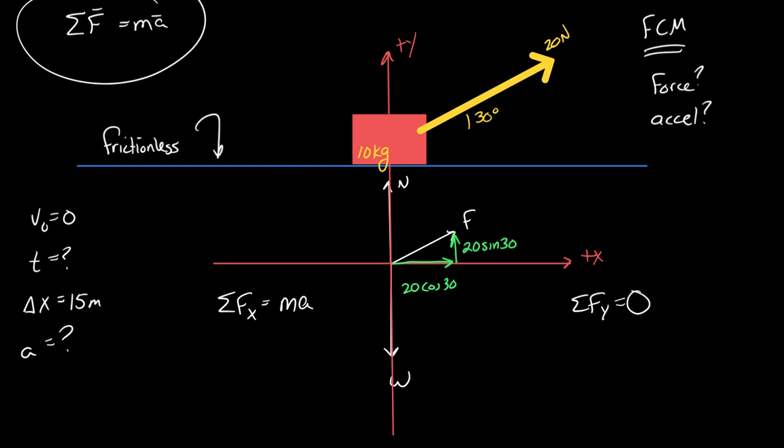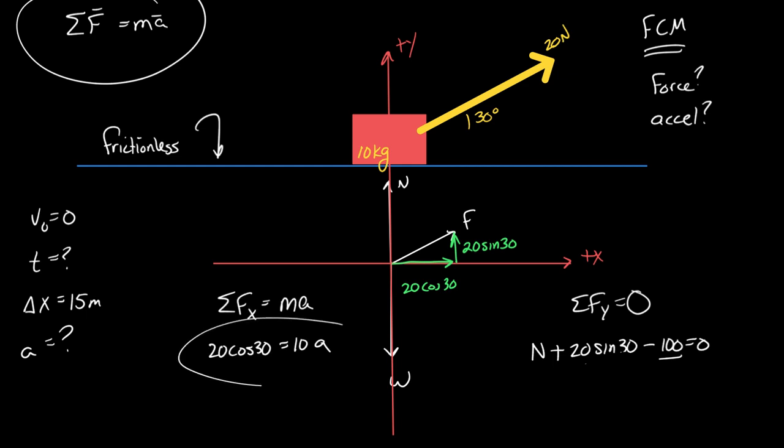Now, everything else kind of remains the same. Normal plus 20 sine 30 minus 100 equals 0. This is mg. This is F sine 30. Right, all the things. Over here, of course, we just have 20 cosine 30 equals ma. Any question where any of these things came from? Do you see that it's the same kind of steps we've done so far?